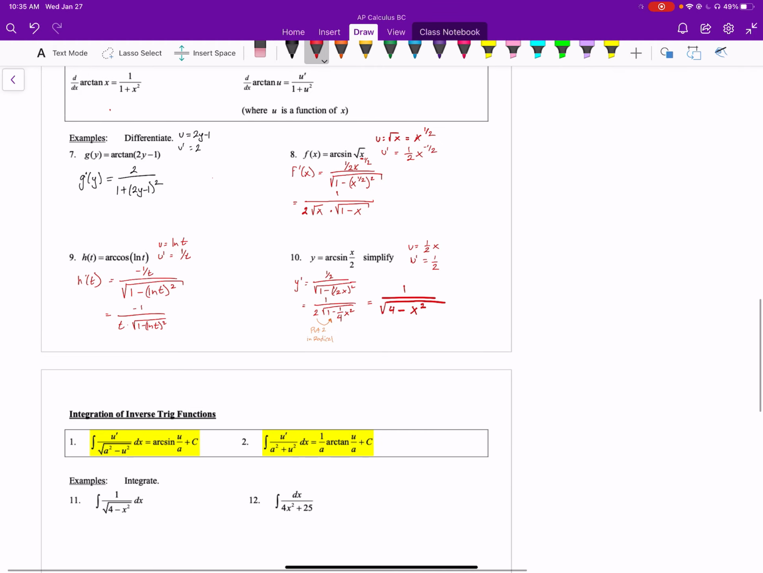Okay, so that is differentiating inverse trig. So now go watch the next video about integration.